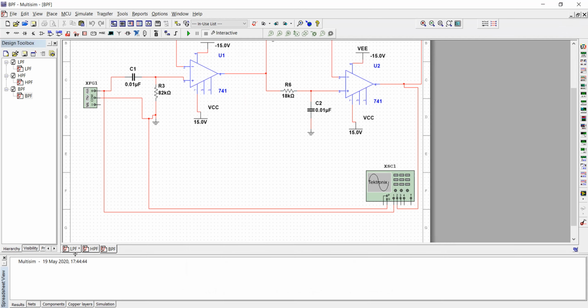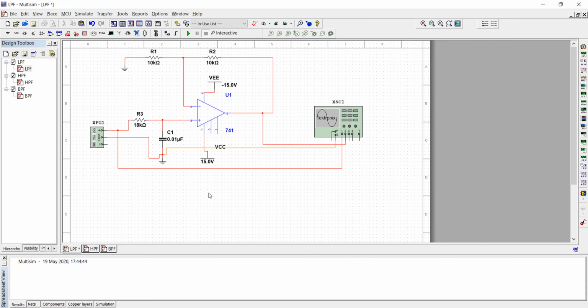Moving on to the Multisim software. This is the circuit diagram which I have already rigged up here. It is the low pass filter, with a resistance and capacitance. We are using an 18 kilo ohm resistance. Actually it was 15.9 kilo ohm that we had obtained, but now we are using 18 kilo ohm. This is the value of R.